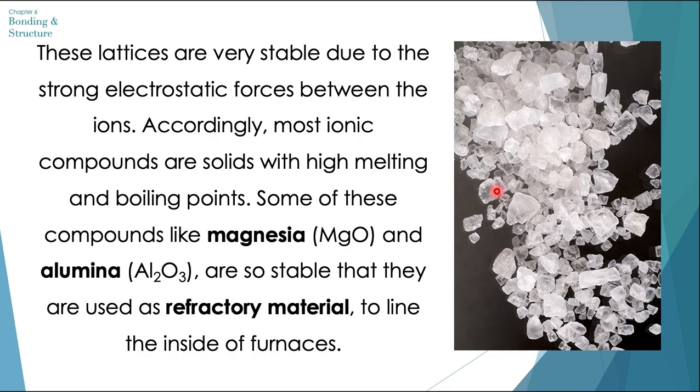Some of these compounds like magnesia and alumina are so stable that they are used as refractory material, which is used to line the inside of furnaces. And inside furnaces there is very high temperature. So these substances must be stable up to at least 1500 degrees centigrade.